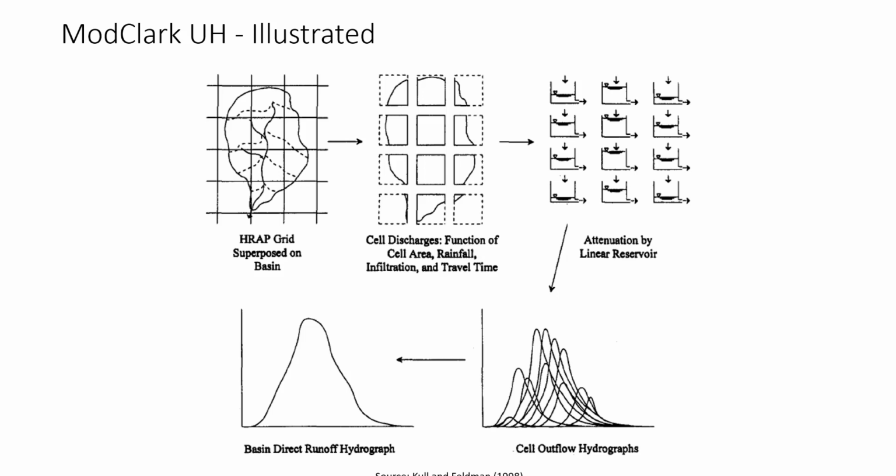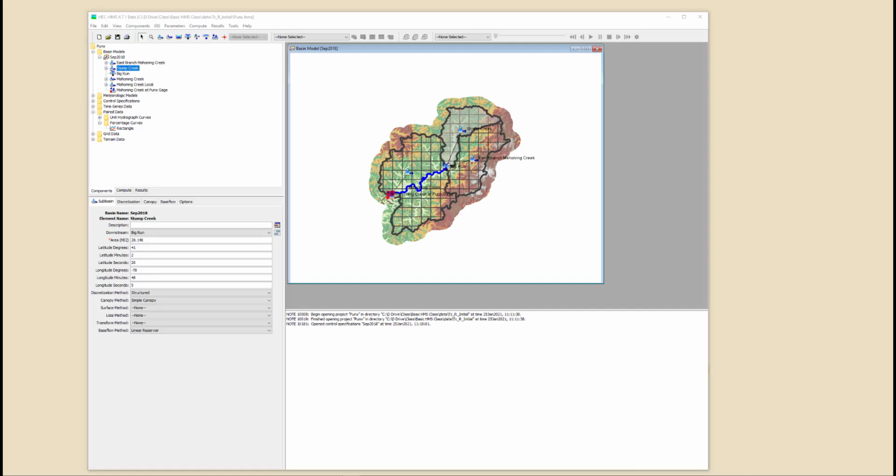This method is quasi-distributed, meaning that we can spatially account for the flow transform for each grid cell, but this method does not route the discharge from one cell to the next, hence why we call it quasi-distributed. To implement the Clark unit hydrograph method in HMS, you'll need to first select a subbasin, or your watershed.